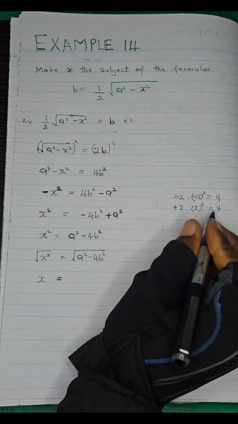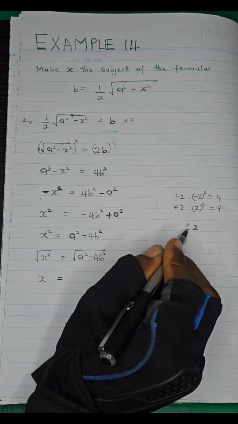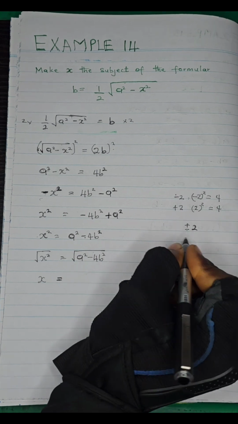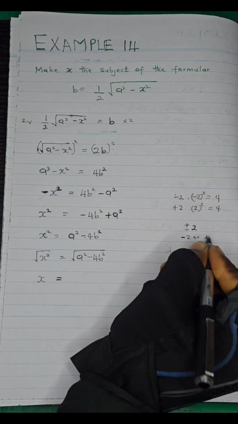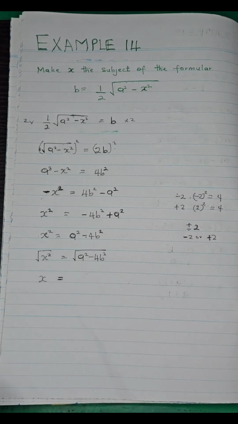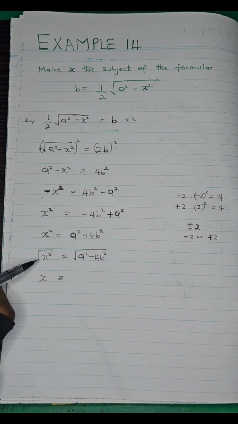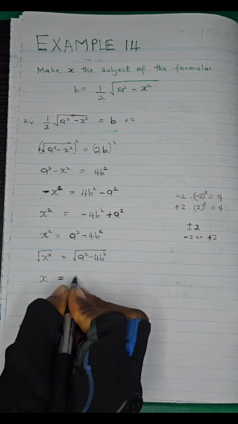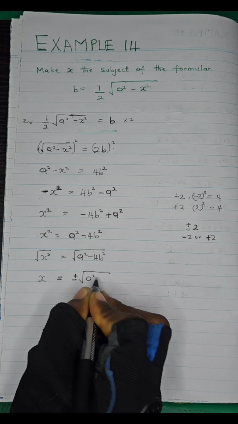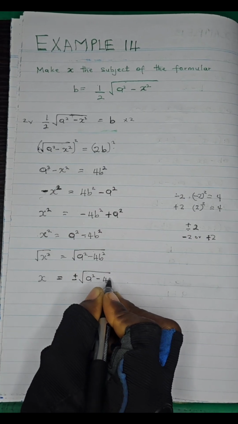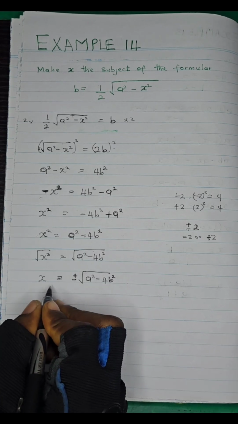So when you want to express it, you can say the square root of 4 is plus or minus 2, meaning this plus minus sign means it is either minus 2 or plus 2. That's what it means. So we are applying that logic here. So the square root of this, we don't know which of them gave rise to our x squared. So we are going to put that plus or minus sign in front of it. A squared minus 4b squared. So this is our final answer.